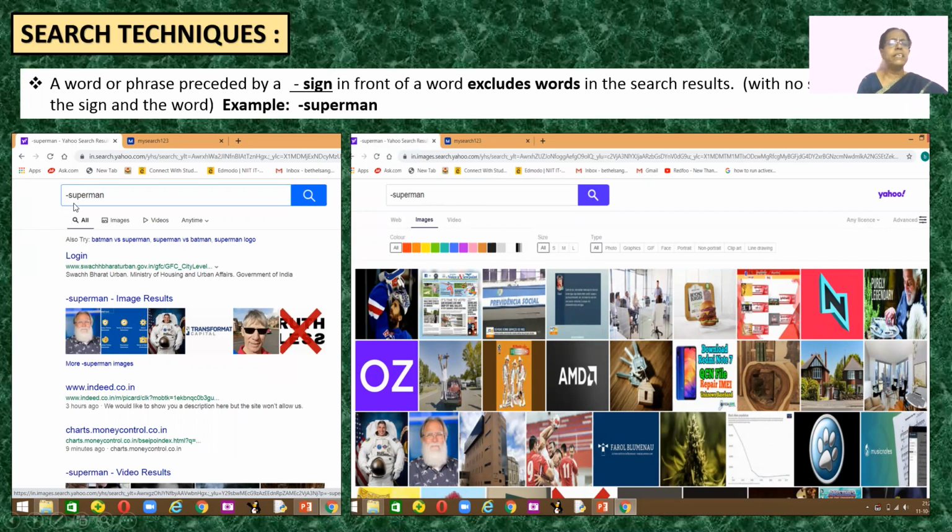So I said minus Superman, and you can see it showed so much information, but nothing to do with Superman. Also in the pictures, minus Superman, you can see everything, but nothing about Superman. So it excludes. When I say plus Superman, everything connected to Superman shows up. Minus Superman excludes Superman totally.